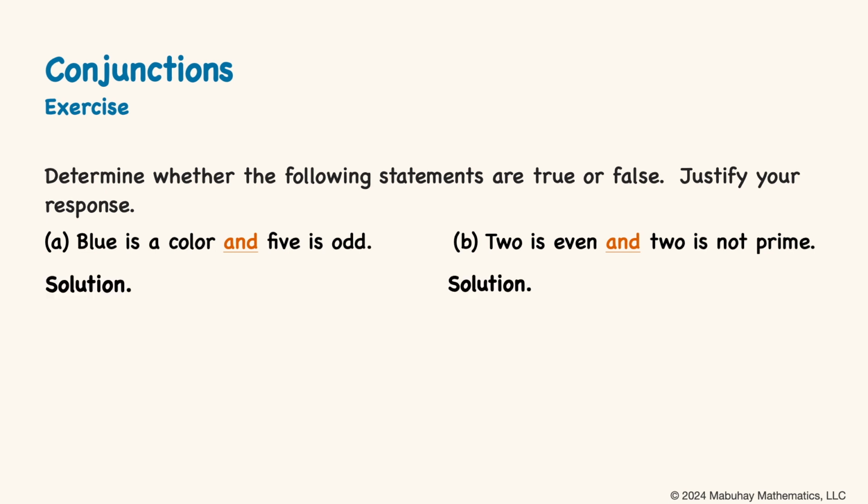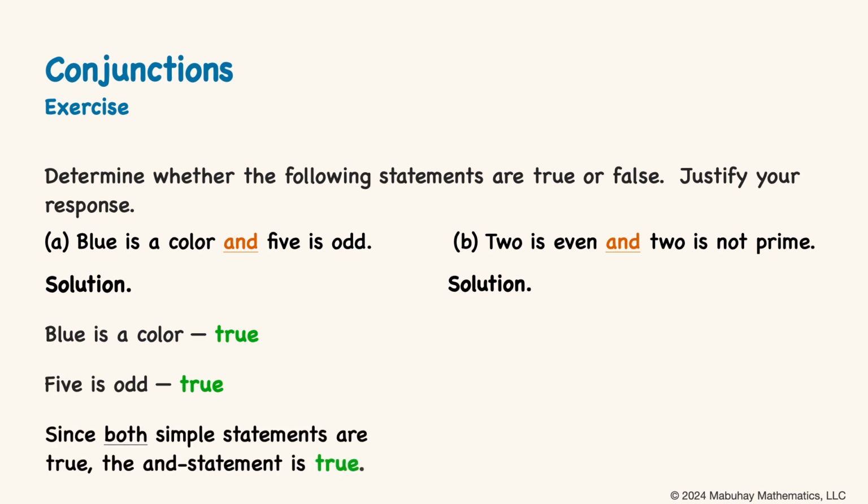So part A, blue is a color and 5 is odd. If we look at the first simple statement, blue is a color, that one's true. If we look at the second simple statement, 5 is odd, that one's also true. So both of these simple statements that comprise the conjunction are true. Since both of those are true, the and statement, the conjunction, is true.